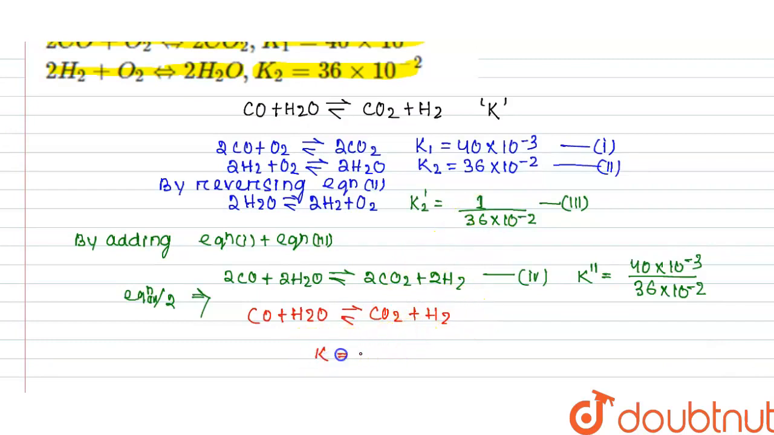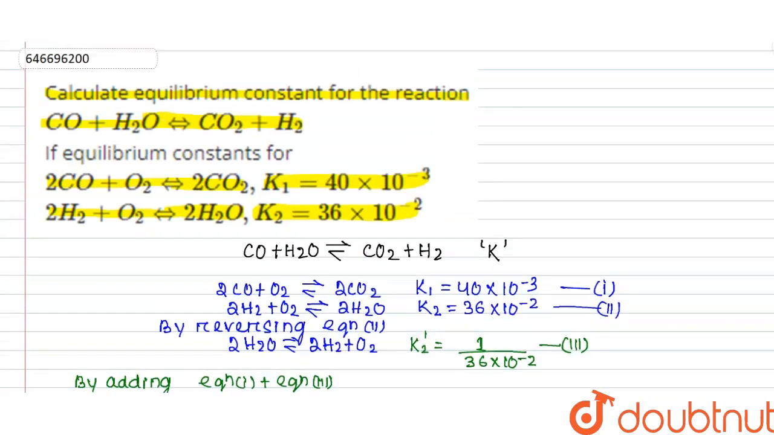So the value of K will become the square root of 40 into 10 to the power minus 3 divided by 36 into 10 to the power minus 2. So it will become root over 1 by 9, that is 1 by 3, equals 0.33. So the answer will be 0.33. So the equilibrium constant for the reaction will be 0.33.